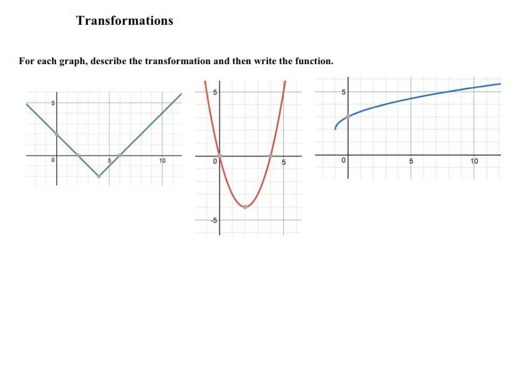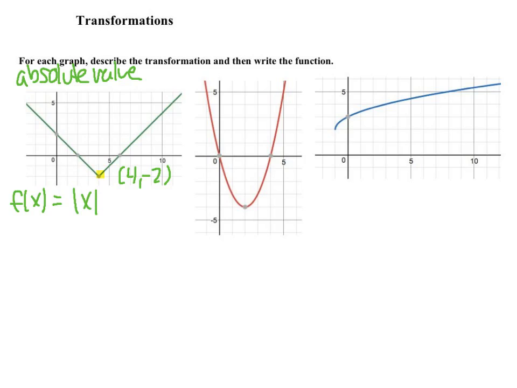In this lecture, we are going to talk about translations of graphs. The first graph I'm going to look at is called the absolute value. The most basic function for an absolute value is going to be f of x equals the absolute value of x. So the first thing that you want to do is find the vertex. The vertex is going to be right here, and that point is going to be 4, -2.